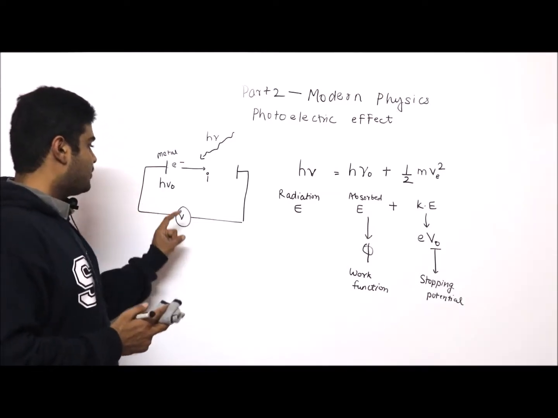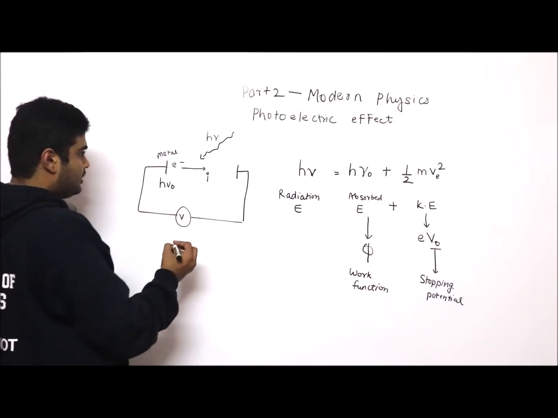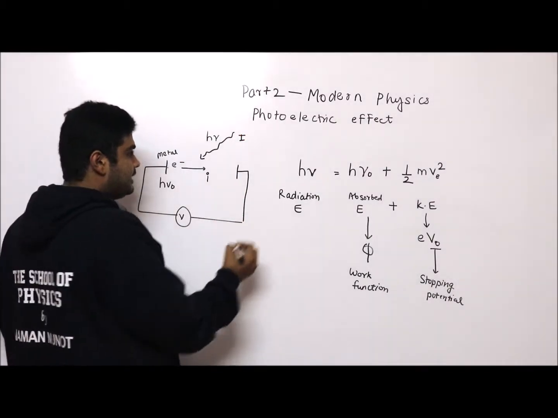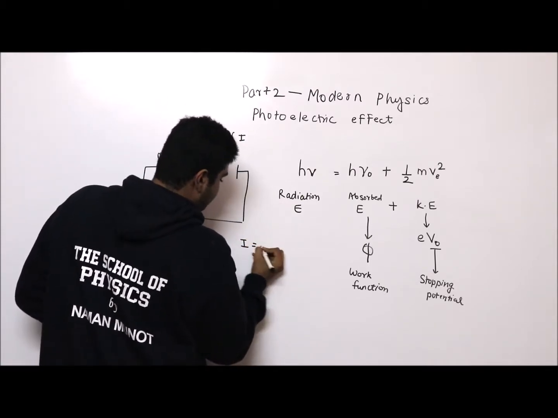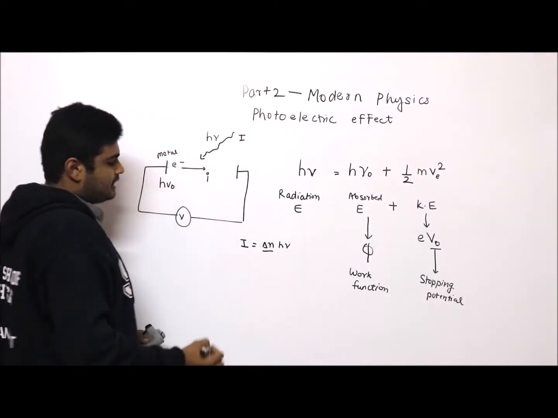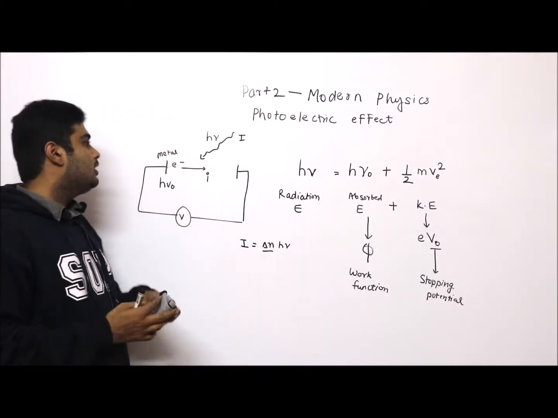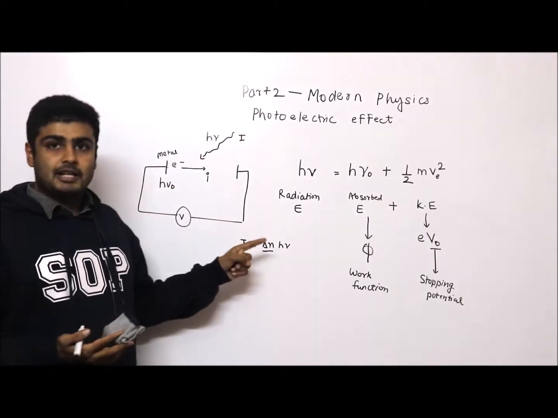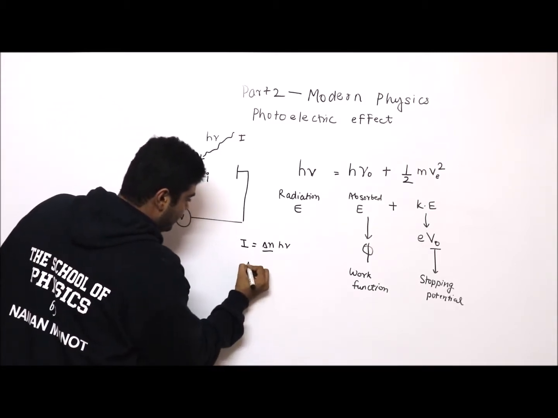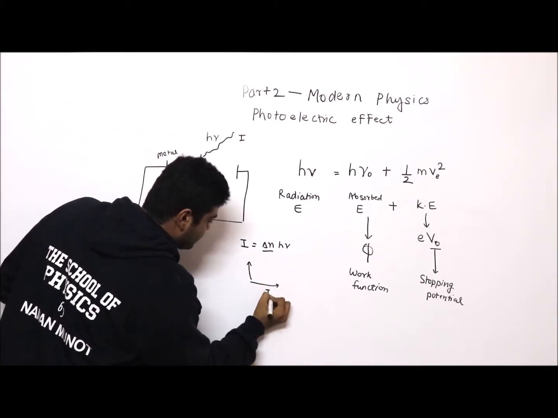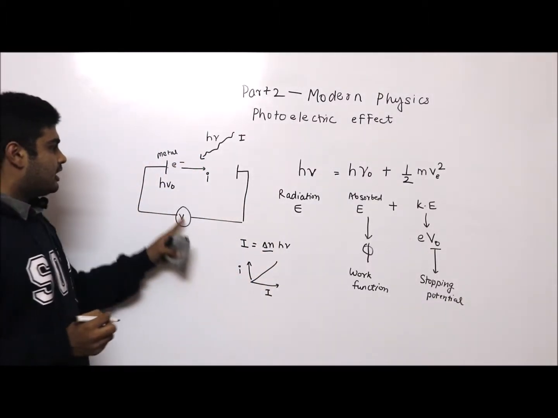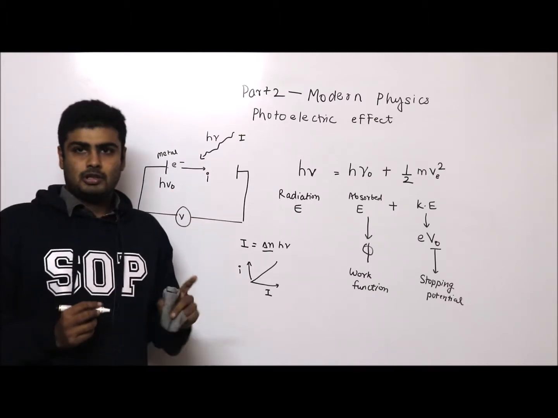So suppose we increase the intensity. Now we have learnt in our last lecture that intensity increases if the number of photons increases. So suppose we increase the number of photons falling on this metal plate, so the intensity is increasing. When the intensity increases, the photoelectric current increases in proportion.